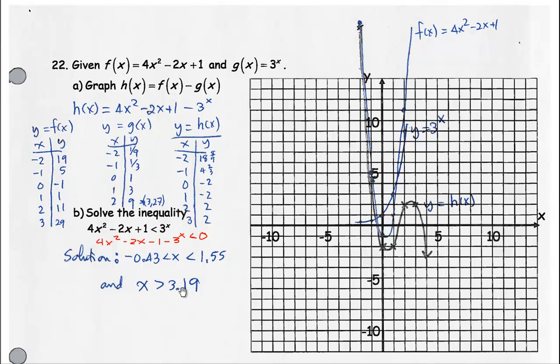I think I used my graphing calculator to find it's close to 3.2. I mean, I'm graphing this by hand, so it's not perfect. But that number actually is about 3.19. So between -0.4 and about 1.55, and then also greater than 3.19, this inequality is the solution for it.